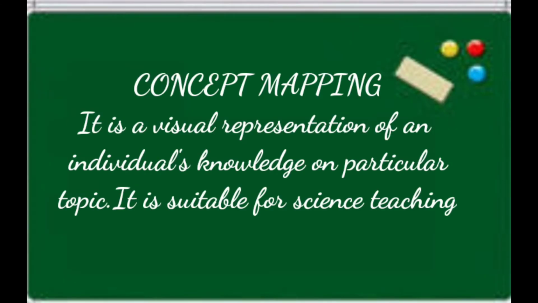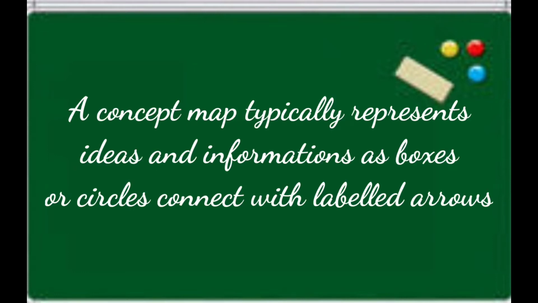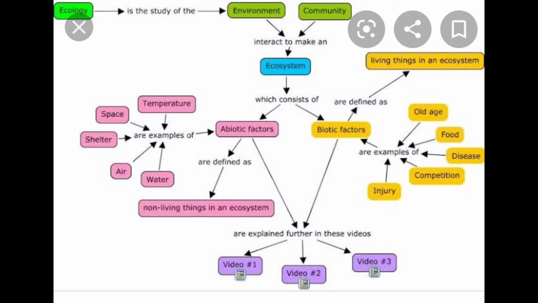How can we define a concept map? It is a visual representation of one's knowledge on a particular topic, and it illustrates patterns and relationships among various concepts. A concept map typically represents ideas and information, and these ideas or information we are writing inside a box or circle, and we can connect this information with arrows.